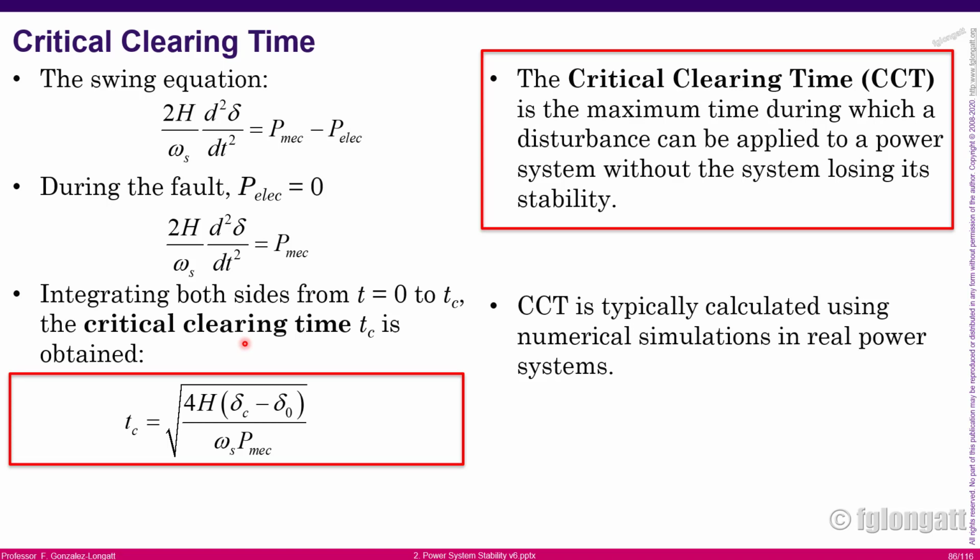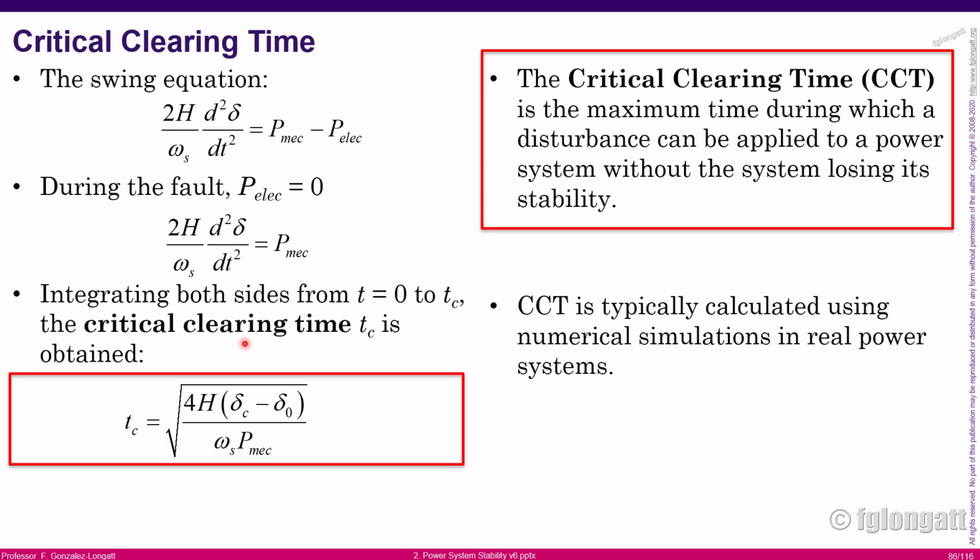Okay, to be honest, I must tell you, delta C received the name critical clearing angle. The critical clearing angle is the largest angle at which I can remove the fault and the system is still stable. I will repeat again. Delta critical is the critical clearing angle. The critical clearing angle is the maximum angle at which I can remove the fault and the system stays stable.